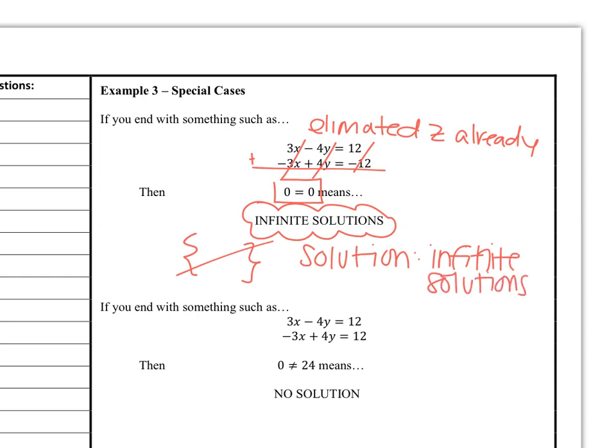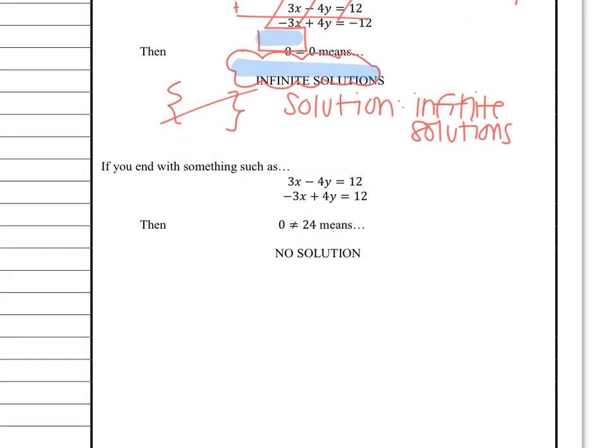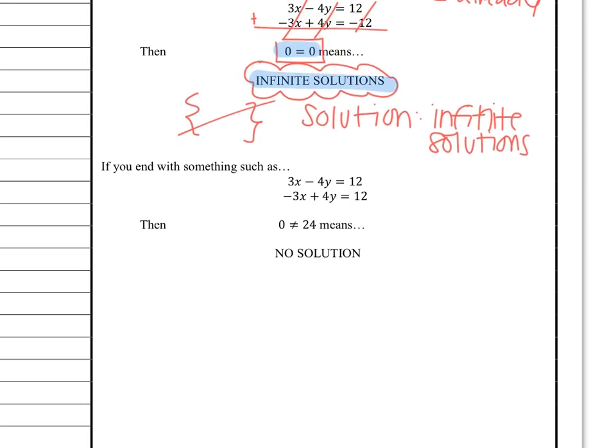Important thing to remember here is that if you get something that is 0 equals 0, you have infinite number of solutions. Another super special case is if we're solving and we have, again, eliminated a variable already, we add straight down, these cancel, so there's 0 on the left side, equals some number.